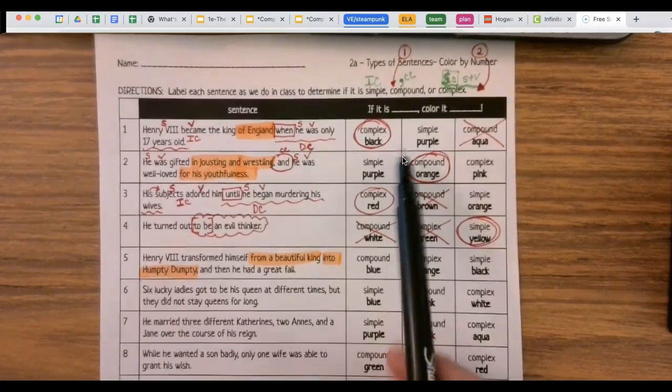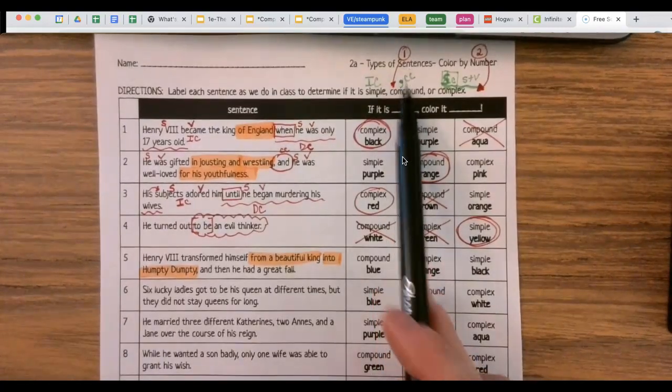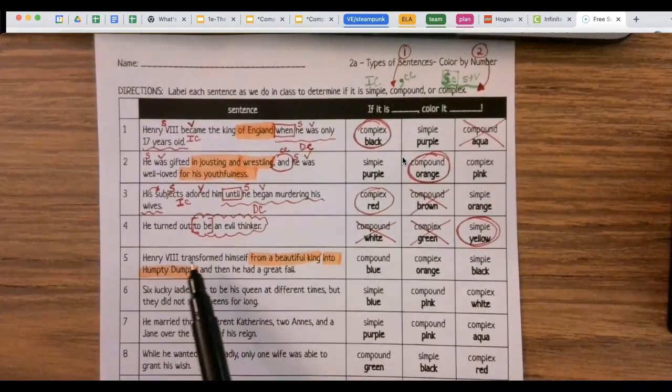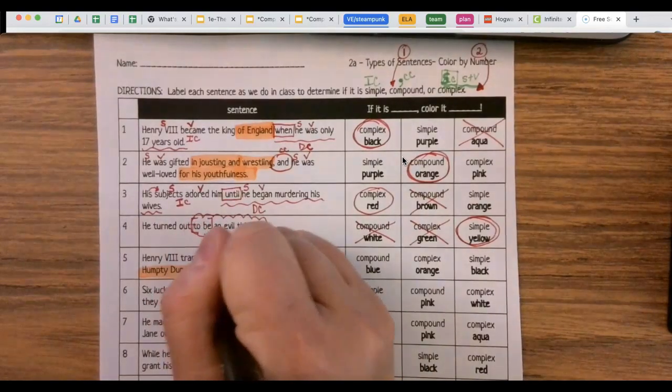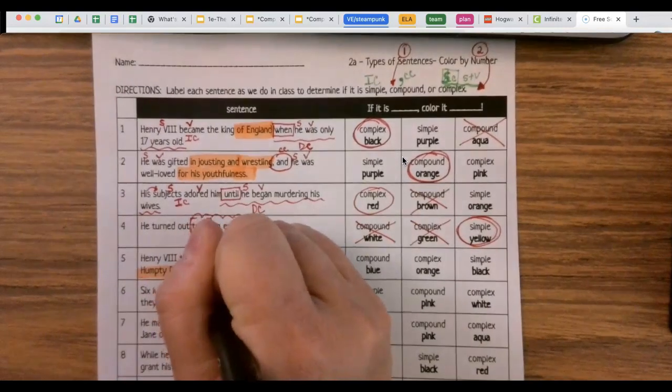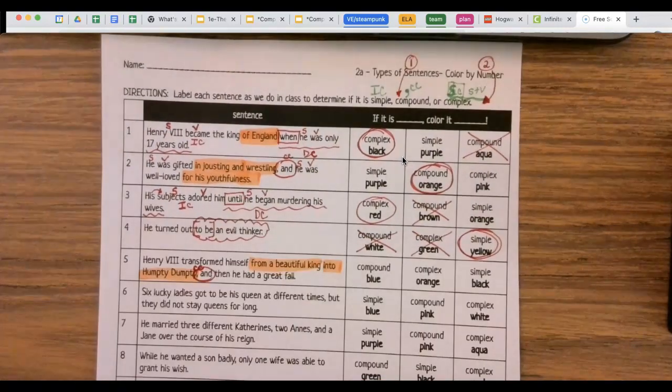Now I'm going to look for my sentence types. I'm going to look first to see, is it compound? Do I see a comma and a coordinating conjunction? "Henry VIII transformed himself, and then he had a great fall." I do. So I'm going to circle that, label it CC. And we know that just because we see a comma conjunction doesn't mean it's compound. It could be a list. So I've got to double check it and make sure there's a subject and a verb on both sides.